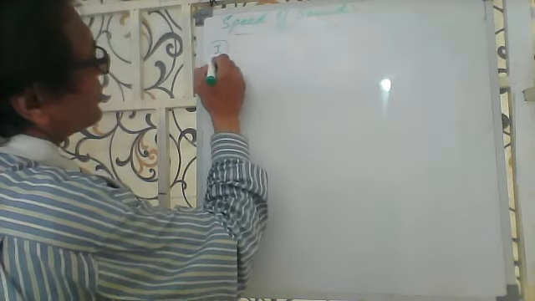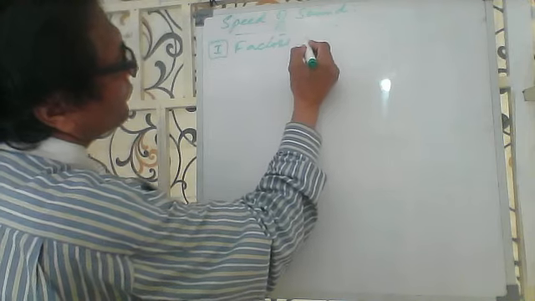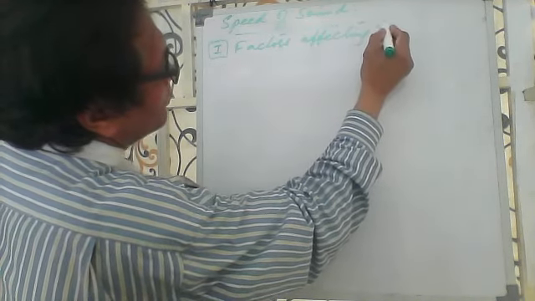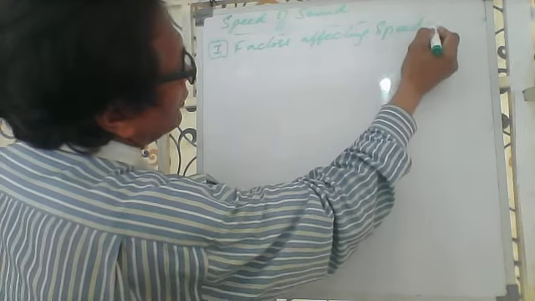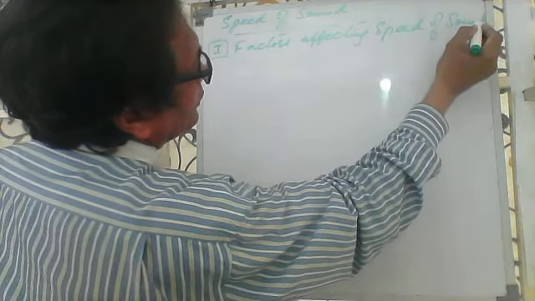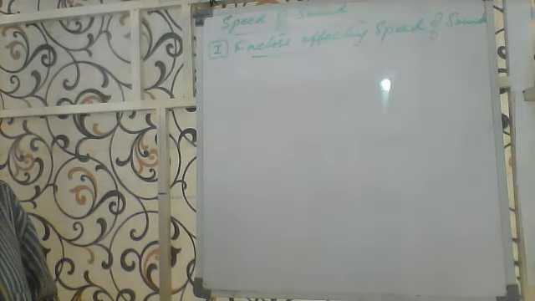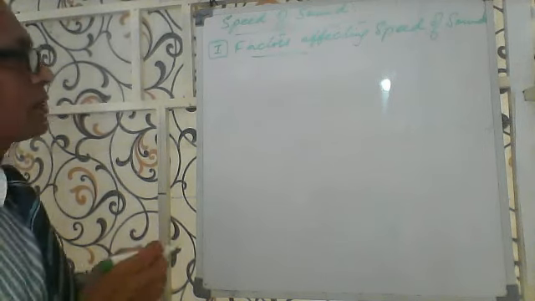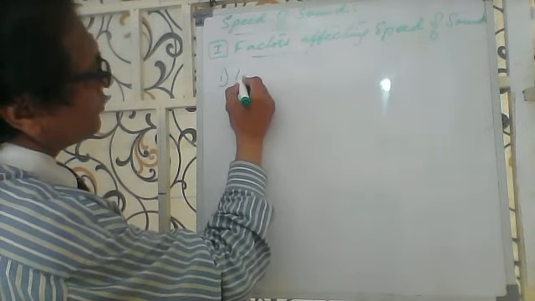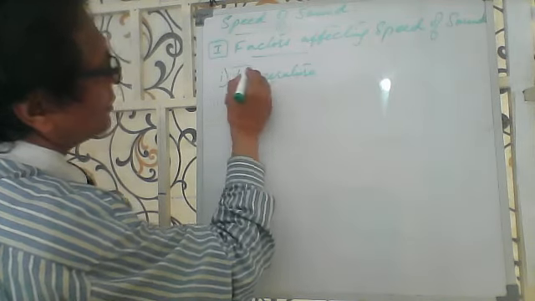Number one is factors affecting speed of sound. What are the factors then? Number one, temperature.